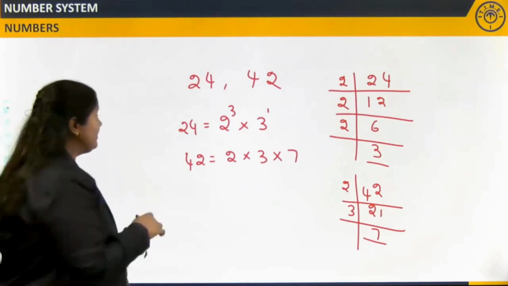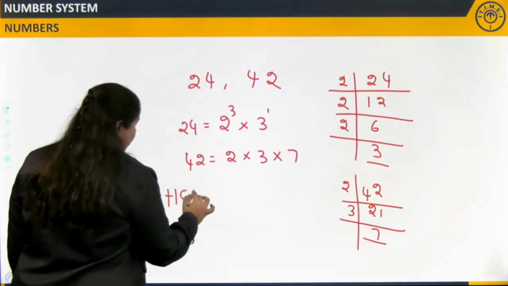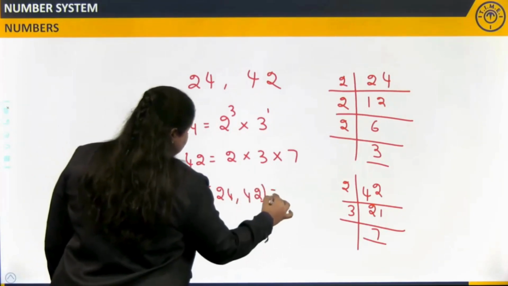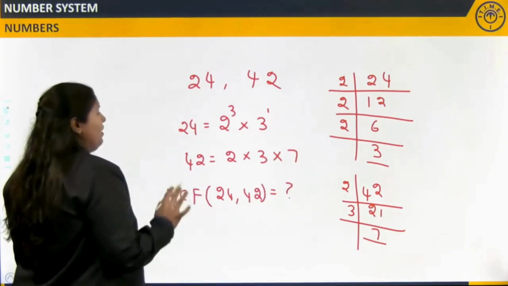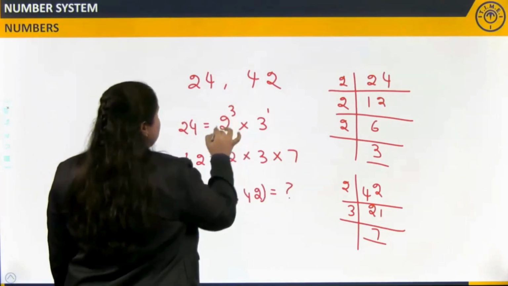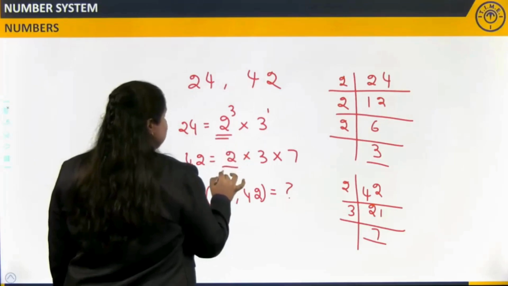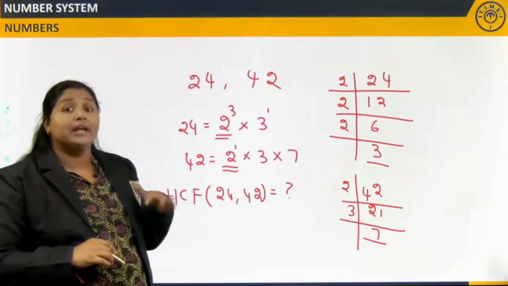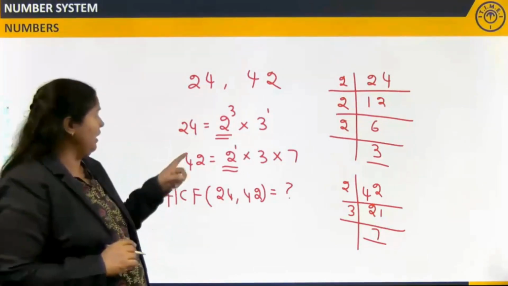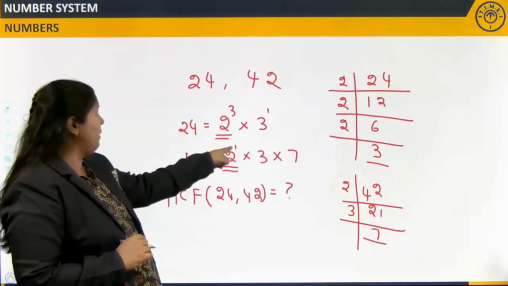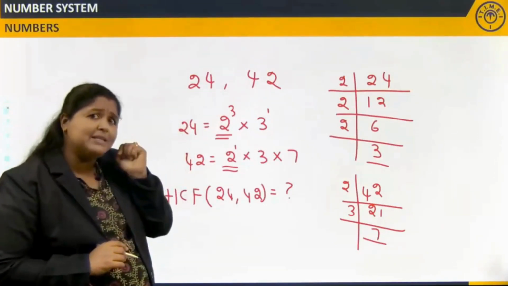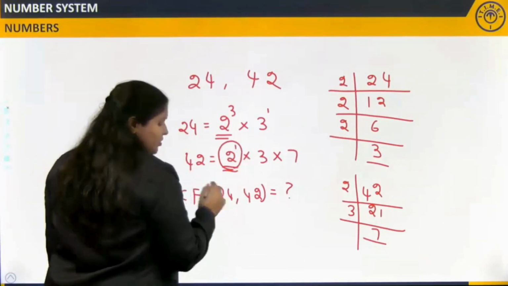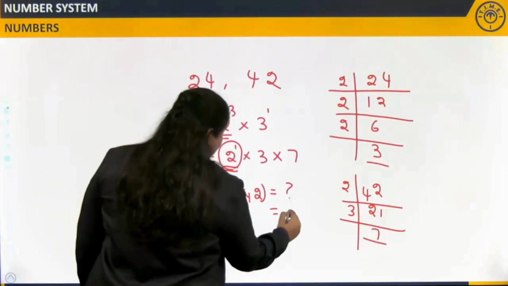Now, how to find the HCF? HCF of 24, 42 is equal to what? Right. Now, let us start with 2. What is this actually? 2 power 3. What is this? 2 power 1. When you are taking the highest common factor, you should take the one with the least power. If you take the base 2 here, power is 1, power is 3 here. Which is the least exponent? 1, right? So, we will only take this. So, now the HCF is equal to 2 power 1.